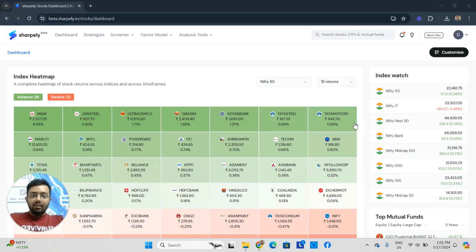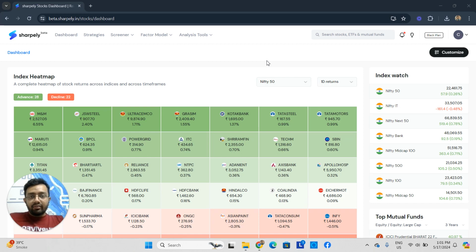Hello, investors. At Sharply, we are continuously building industrial grade tools that are designed to help retail investors. And in this video, we are going to talk about one such tool, and that is stock style boxes. But before jumping into stock style boxes, we have to analyze one more thing, and this is one of the most useful features of Sharply, and that is stock scores.